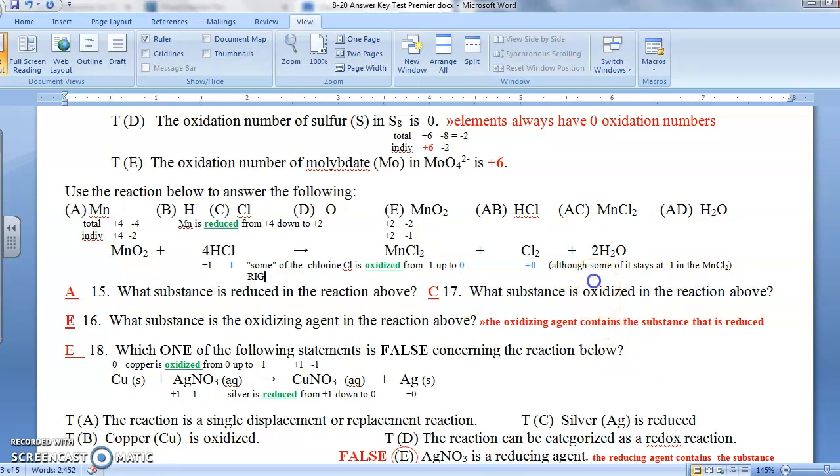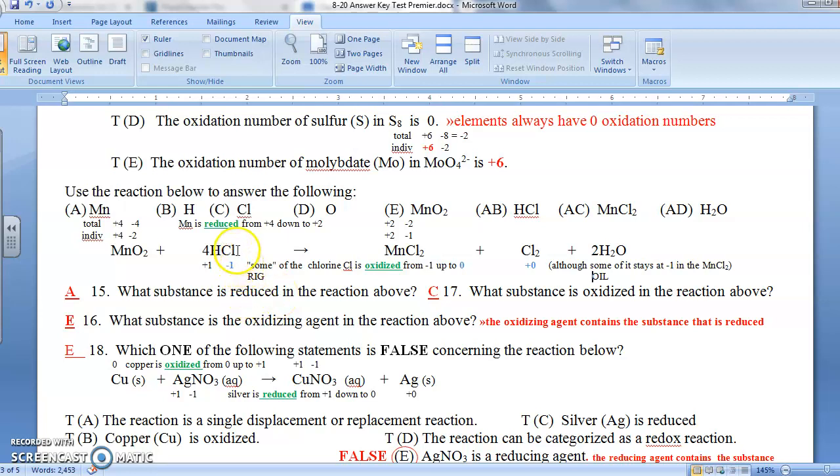Number 17, what substance is oxidized in the reaction above? If you remember oxidized, OIL RIG. If you are oxidized, oxidation is loss of electrons or loss of control. If you lose control of negative things, if you're taking away negative things, your number is going to go up, more positive. Losing something negative is going to leave you more positive than you were before. So we're looking for something whose number increased. Reduction, your oxidation number decreases.